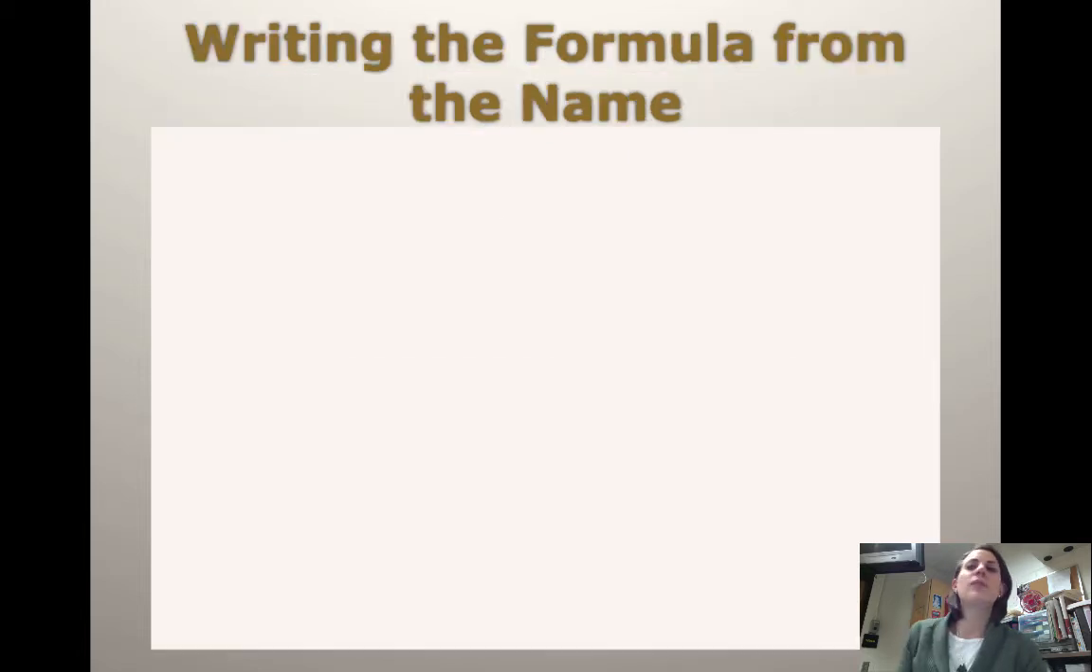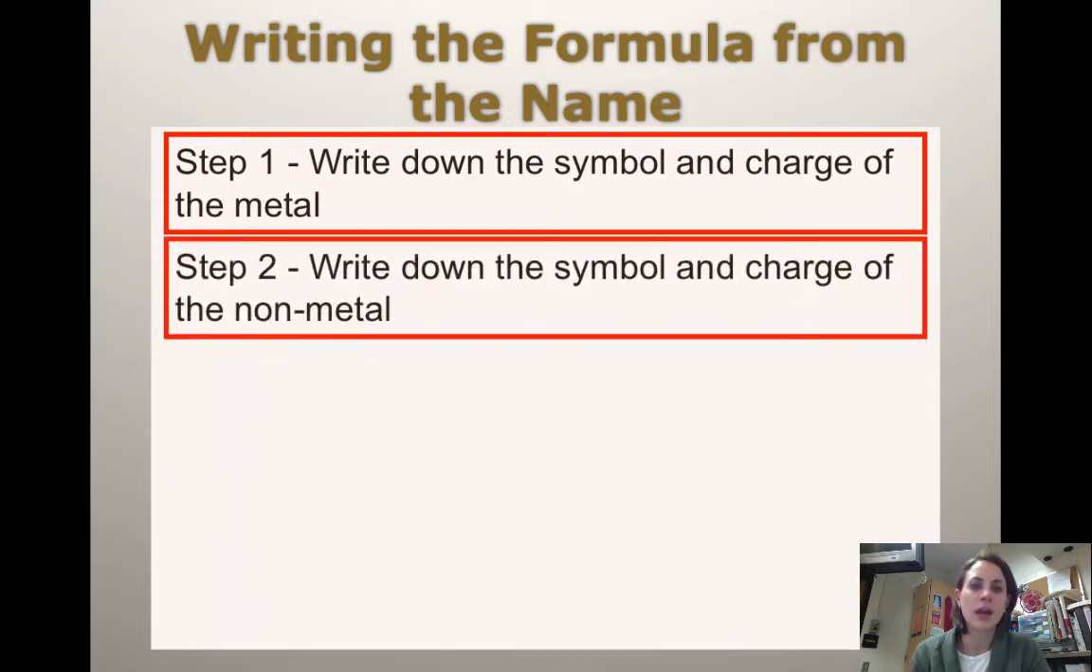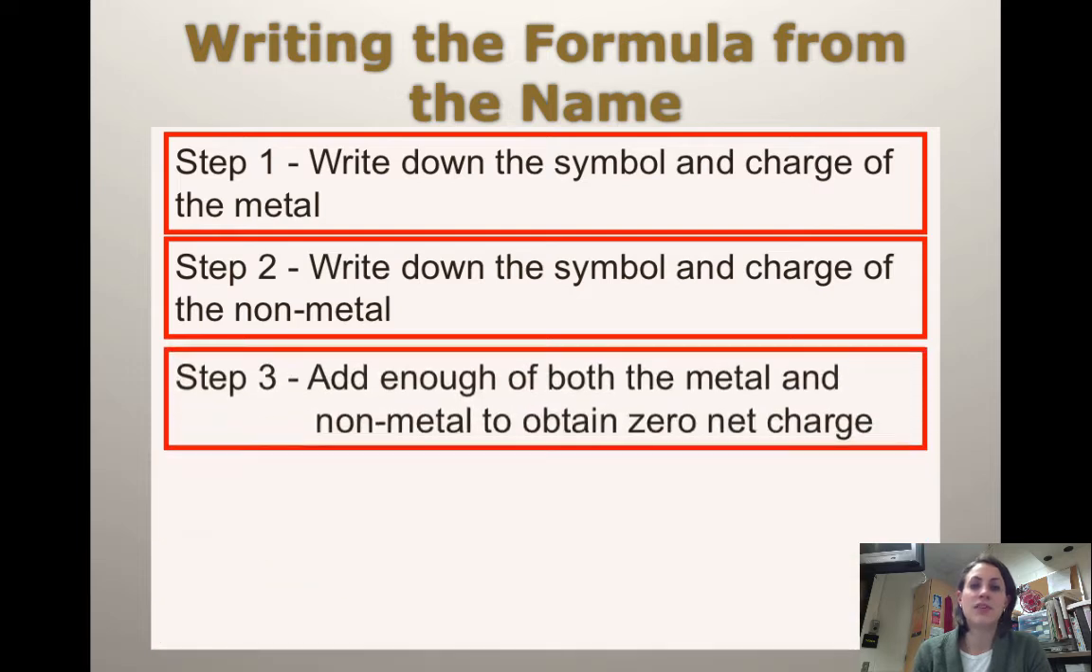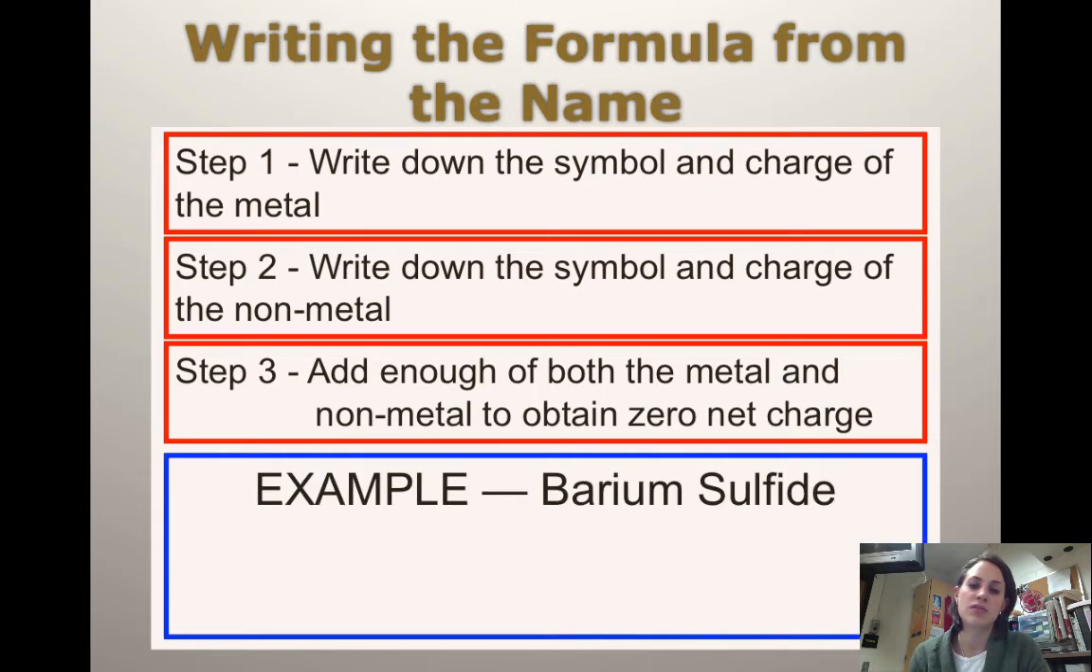If I want to write the formula from the name, I have to do a little bit more work. I have to write down the symbol and charge of the metal, the charges you will always know from the periodic table. And then I write down the symbol and the charge of the non-metal, and I need to make them balance out to zero. We talk about ionic compounds having zero charge, or they are electrically neutral, and so I have to add enough of each kind to make them both zero. And this is where drawing pictures or the Lewis structures might help you with this too.